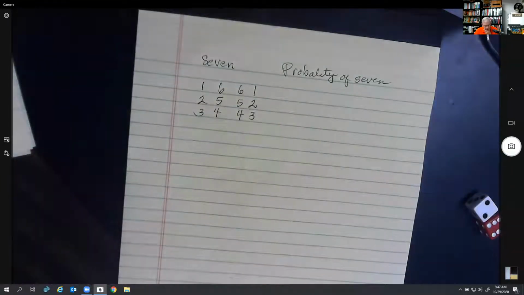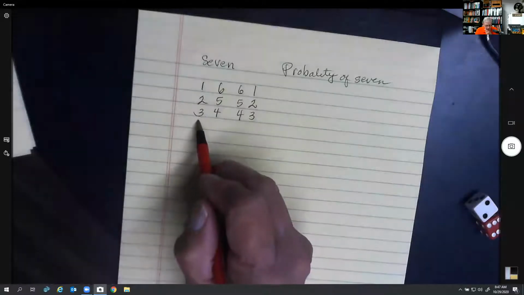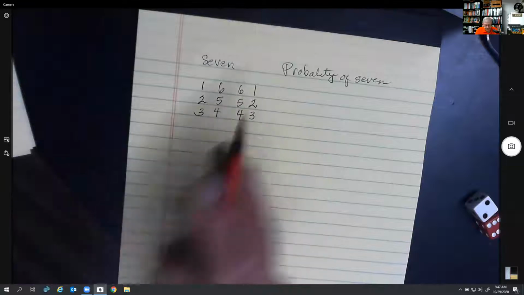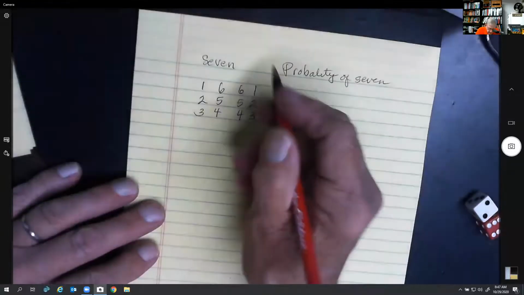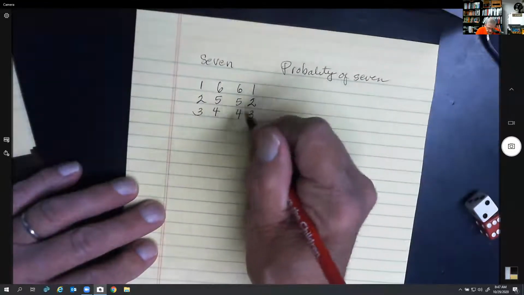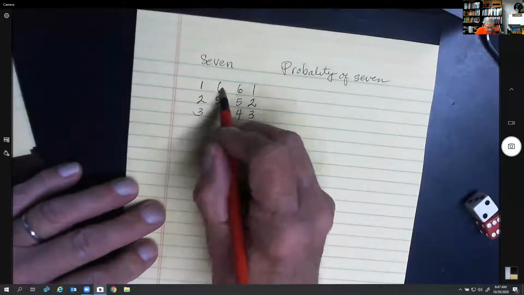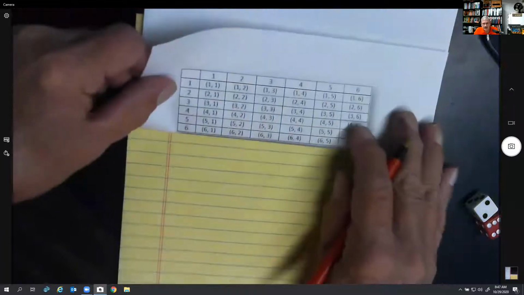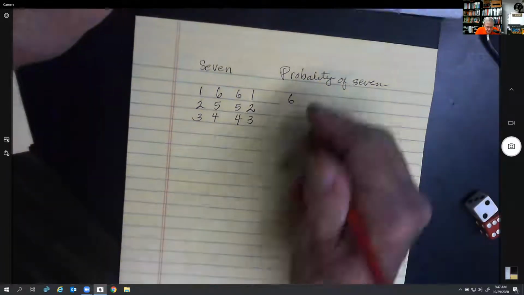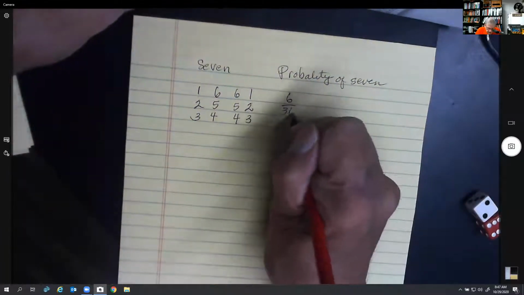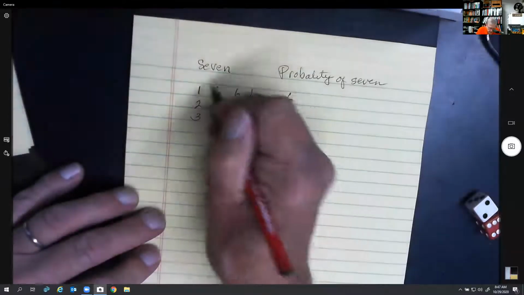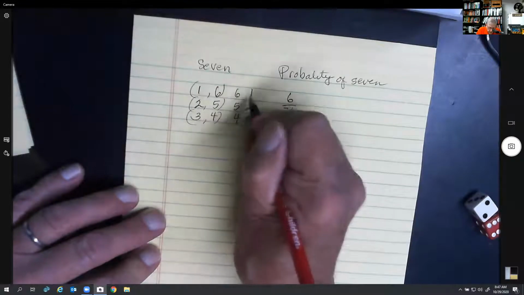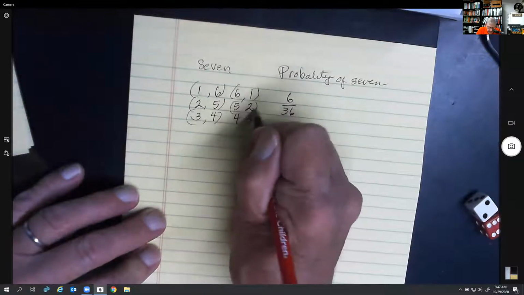Are there any other combinations? Let's see, we've already used all the numbers, 1, 2, 3, 4, 5, 6. So there's only 6 ways that the number 7 can come up. 6 ways out of how many? 6 ways out of 36. So there's only 6 combinations that will give you 7. A 1 and a 6, a 2 and a 5, a 3 and a 4, a 6 and a 1, a 5 and a 2.